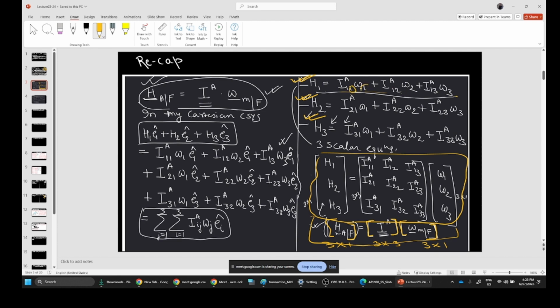So the pattern is that these indices are matching, whereas this index is matching with the first index of I here. So 2 is matching with 2 here, with 2 here and 2 here, whereas these indices are matching with omega. Same thing here: 3 and then 1, 1, 2, 2 and 3. All this follows from the way we defined the dot product between a second order tensor and a vector. Alright.